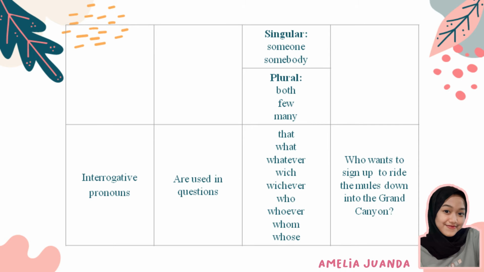Continued from indefinite pronouns, the list of pronouns of singular are someone and somebody, and the plural are both, few, and many. The third, interrogative pronouns. These pronouns are used in questions. The list of pronouns are that, what, whatever, which, whichever, who, whoever, whom, and whose. The example is, who wants to sign up to ride the mules down into the Grand Canyon?